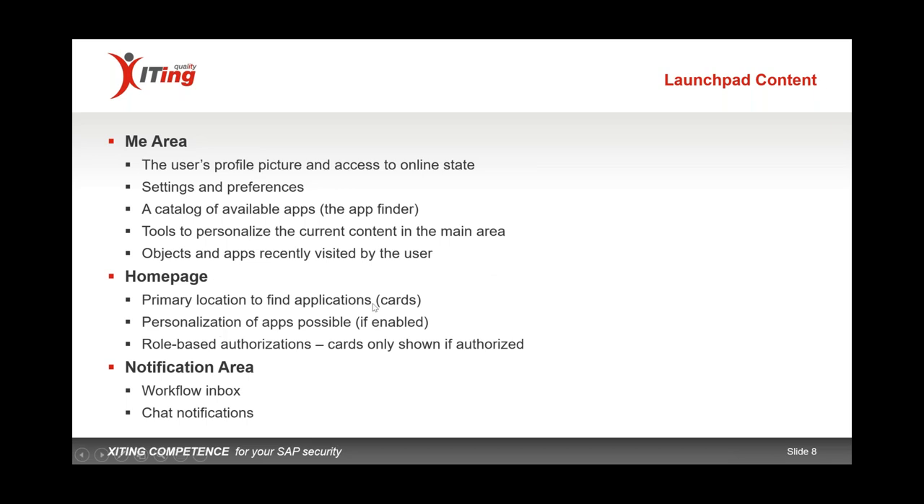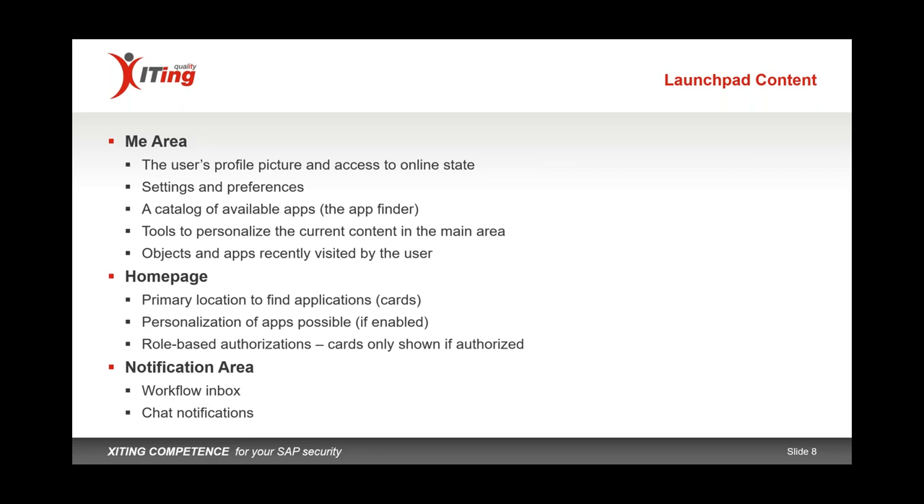And then the primary screen is the homepage, where I can see all my applications. Again, we can group them through the groups, but basically on the homepage, that's where I can see all the applications I'm authorized for. And then on the right-hand side, it's toggle in, toggle off. Basically, we have the notification area where we can handle certain workflow items, to approve or reject, or chat notifications that can pop in through that notification area on the right-hand side.